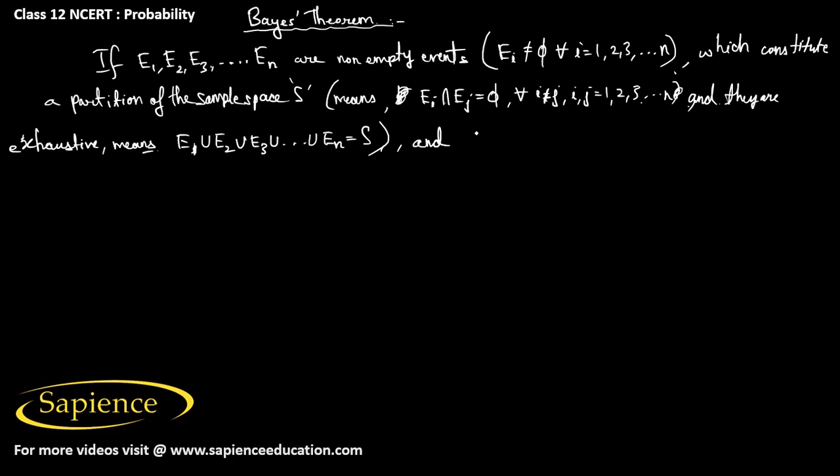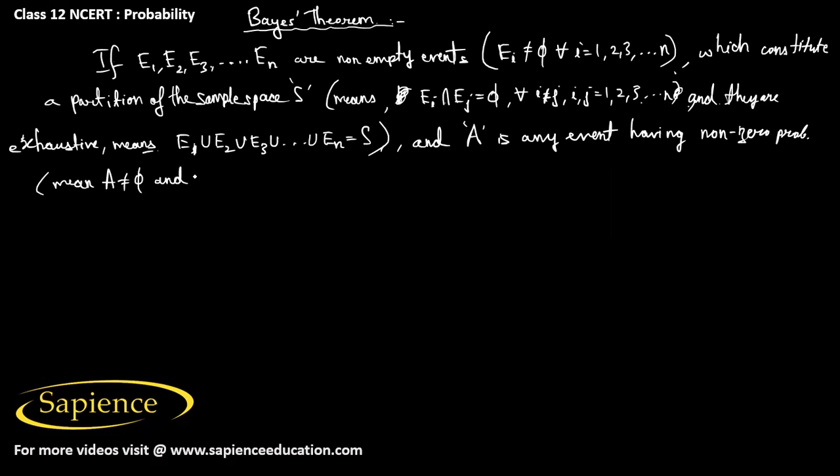And suppose we also have A, which is an event. A is any event having non-zero probability. It means that the event A should not be equal to phi, and it also means that the probability of the event A should not be 0.